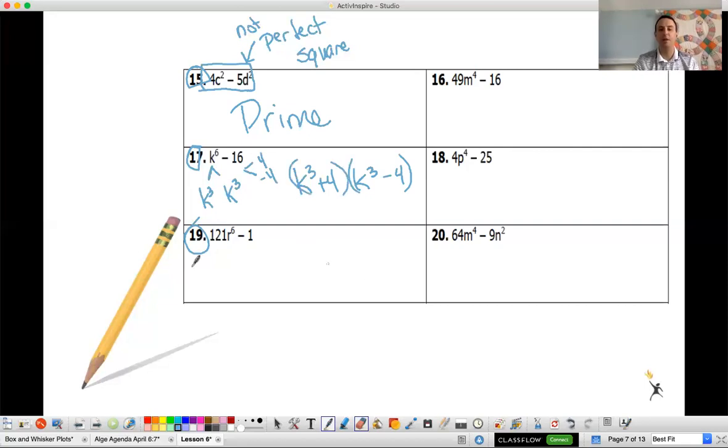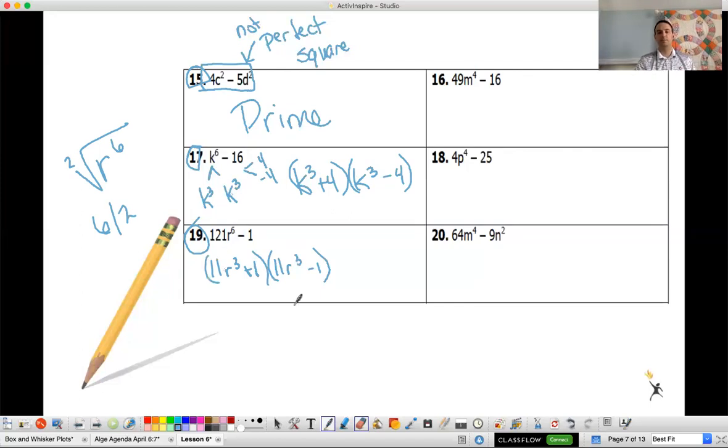And the last one is the same way. On 121, I go, okay, it's really going to be r to the 6th square root, which really means 6 divided by 2. So I'm left with 11 r to the 3rd plus 1. Excuse my poor handwriting. And 11 r to the 3rd minus 1.